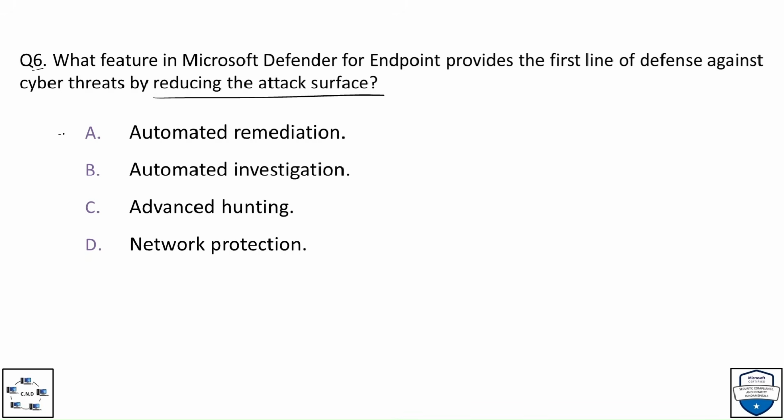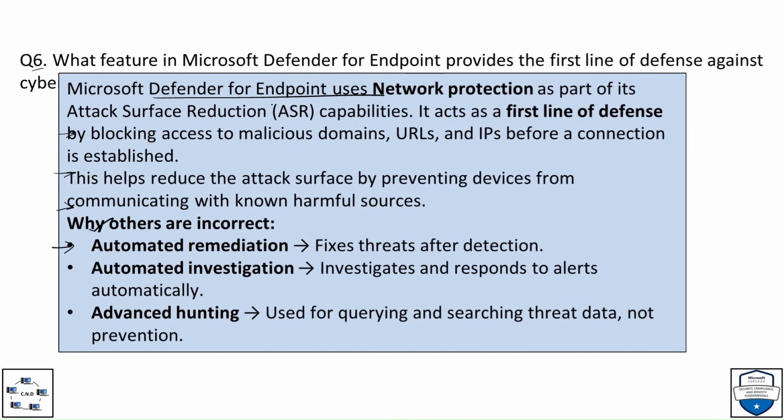And the options are option A, automated remediation, option B, automated investigation, option C, advanced hunting, and option D, network protection. And the correct option is option D, network protection, and the explanation is, so Microsoft Defender for Endpoint uses network protection as part of its attack surface reduction, that is ASR capabilities.